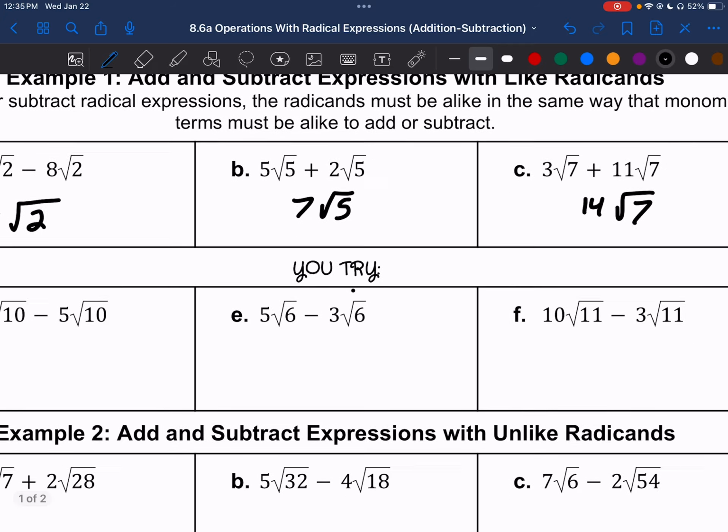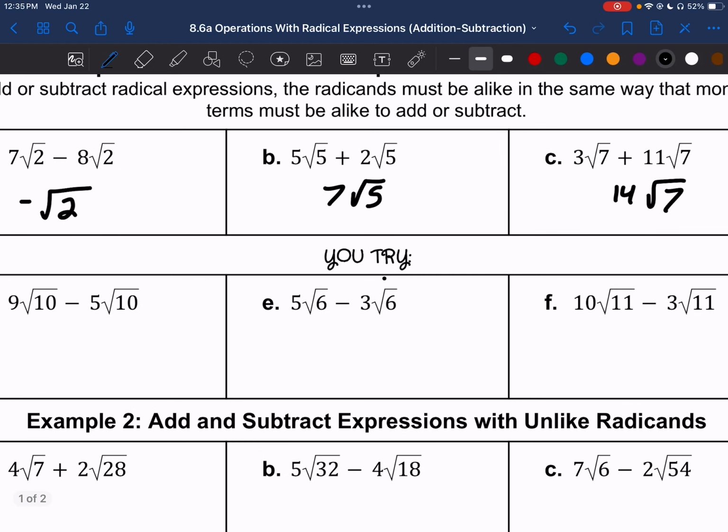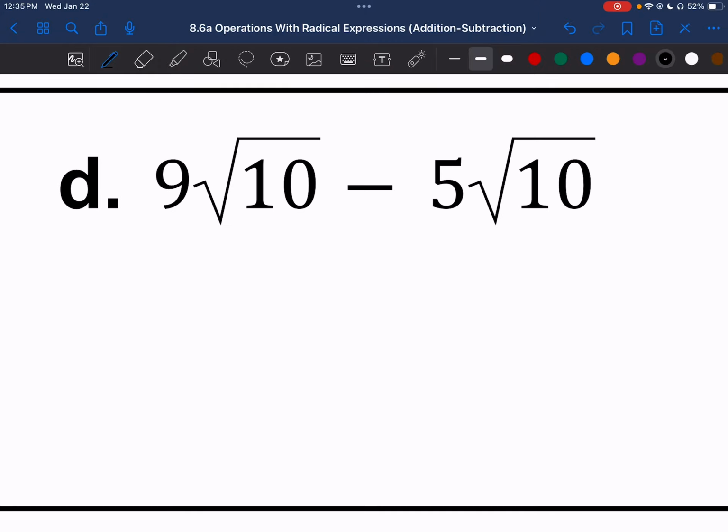Now, take 30 seconds, complete letters D, E, and F on your own, and then check your work against mine. Letter D, we have 9 root 10's, and we're subtracting 5 root 10's from that. 9 minus 5 is 4 square root of 10.